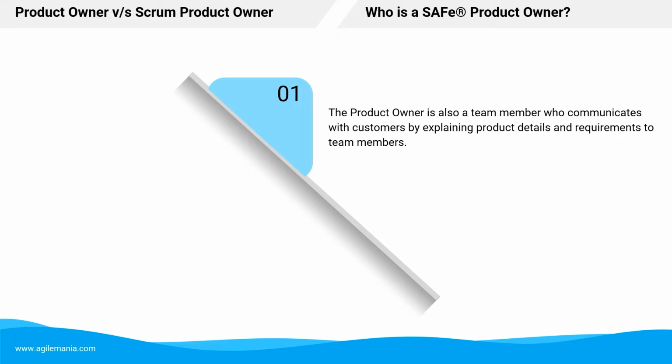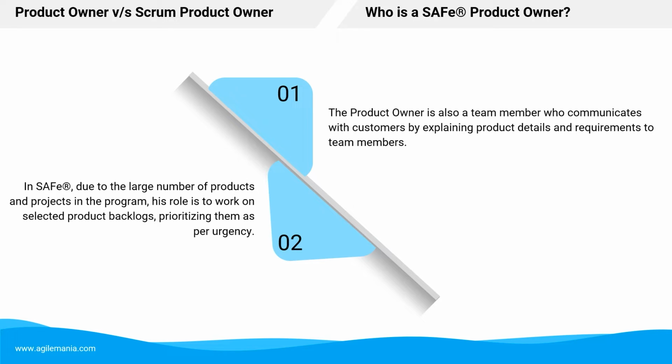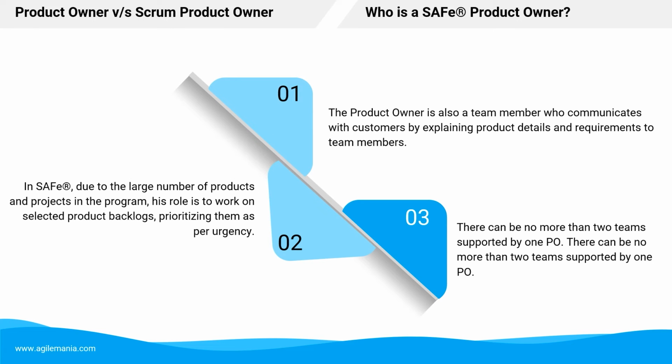The product owner is also a team member who communicates with customers by explaining product details and requirements to team members. In SAFe, due to the large number of products and projects in the program, his role is to work on selected product backlogs, prioritizing them as per urgency. There can be no more than 2 teams supported by one PO. The SAFe registered PO is responsible for maintaining the overall product vision, under the supervision of the product manager.